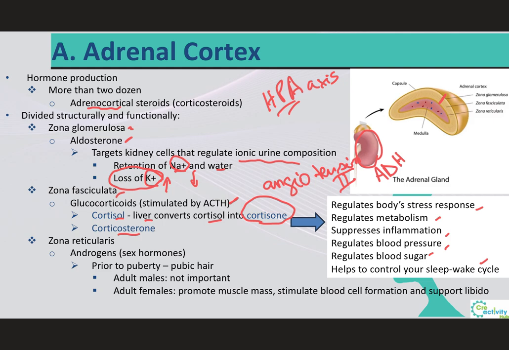And when you have chronically high cortisol levels, this can lead to what we call hyperglycemia, which is persistent high blood sugar levels. And this can cause type 2 diabetes.